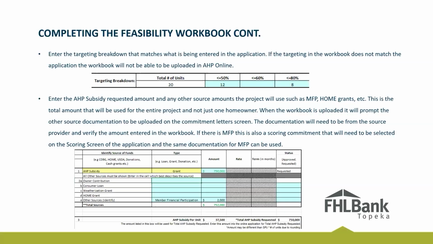Enter the AHP subsidy requested amount and any other source amounts the project will use, such as MFP, home grants, etc. This is the total amount that will be used for the entire project and not just one homeowner. When the workbook is uploaded, it will prompt the other source documentation to be uploaded on the commitment letter screen. The documentation will need to be from the source provider and verify the amount entered in the workbook.